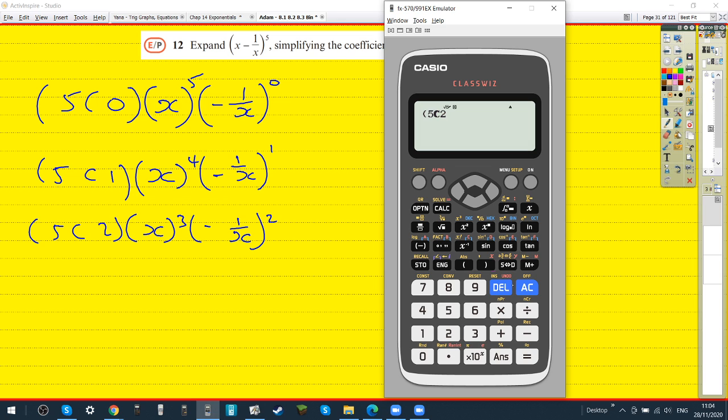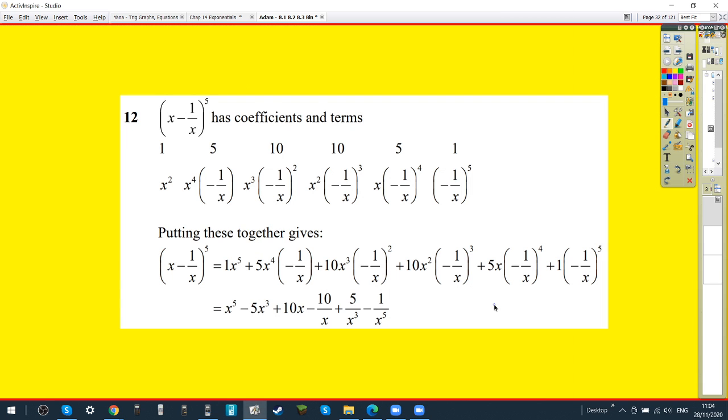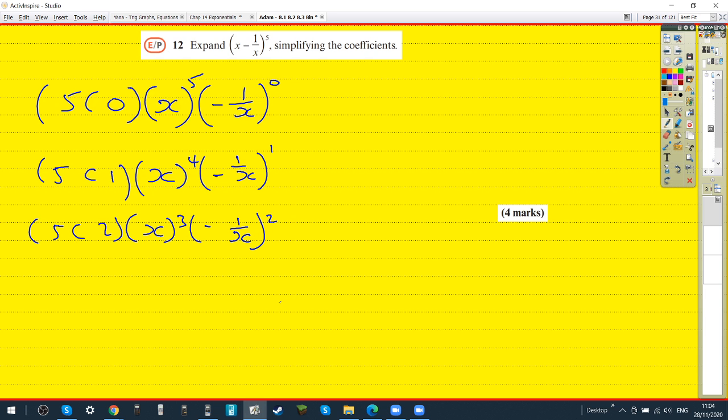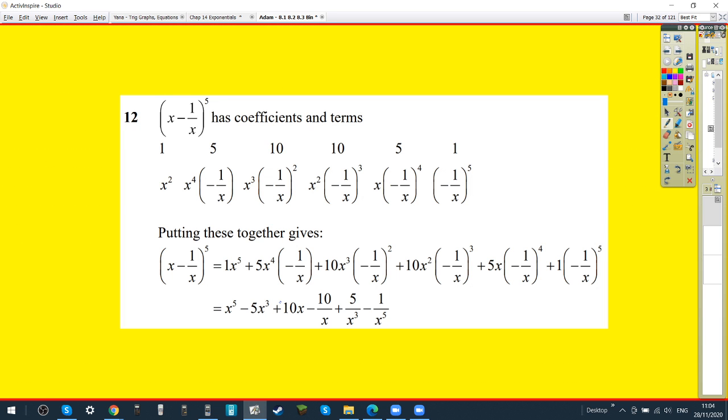Okay. 5 choose 2. Yeah, because it's like 1x. I got 10. I just want to see if this is x cubed. X cubed is to the negative 10. Oh, no. Wait. Where are we going wrong with this one? So x to the 5 is just x to the 5 minus. What did they do here? So x to the 3.